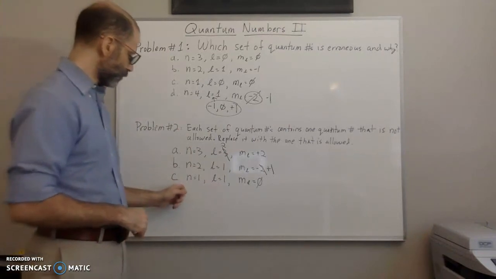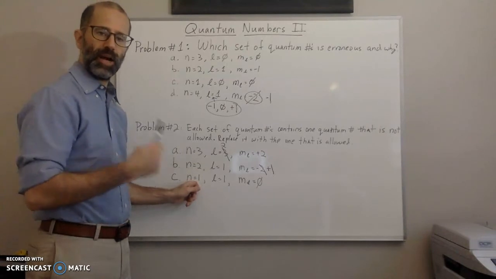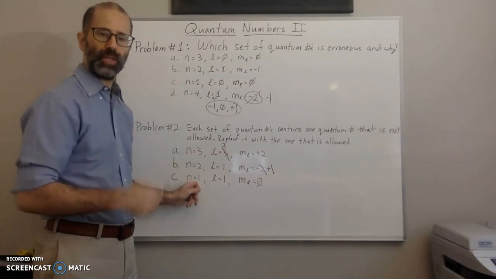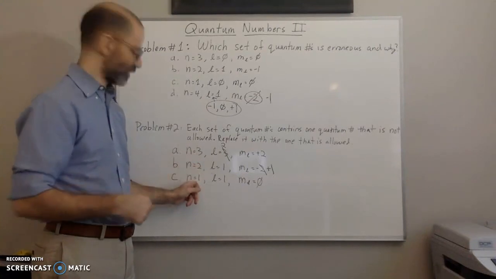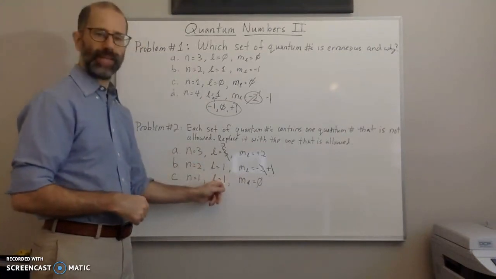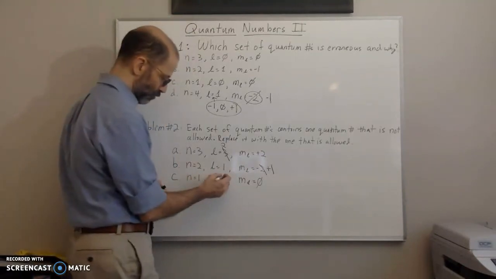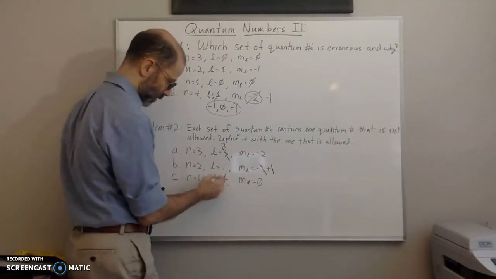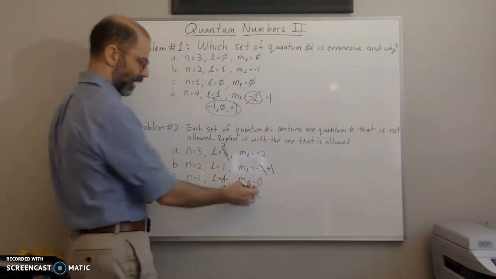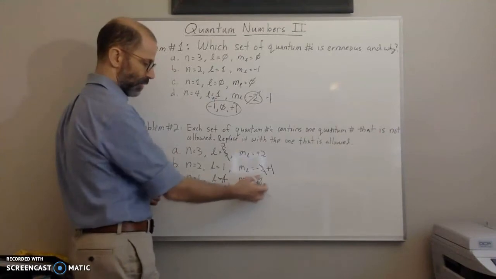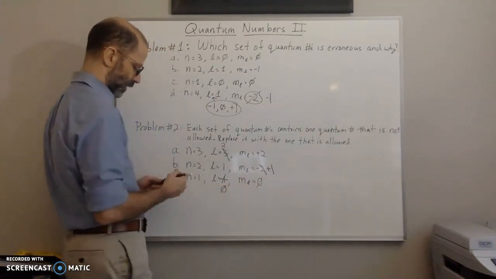And then finally for C, we have n equals 1. So again, your L value can only go between 0 and n minus 1. In this case, n minus 1 is 0. So you can't have that 1 there. That is not right. The only L value you can have is 0. So you put 0 there, and then from there, your m sub L value can be 0. So that would fix that mistake.